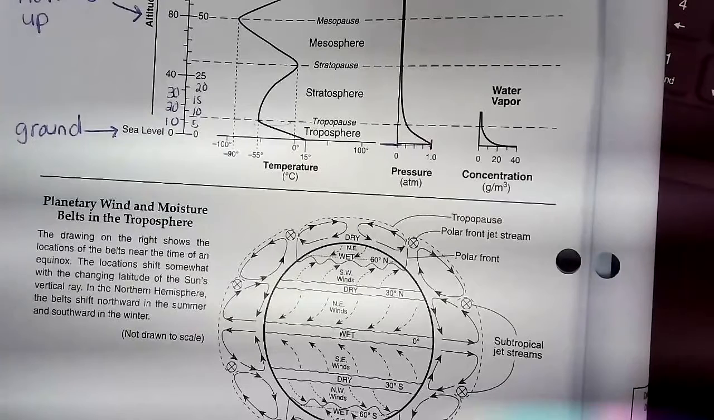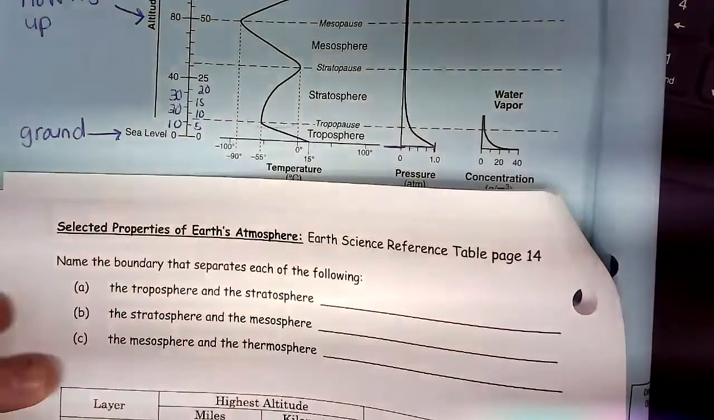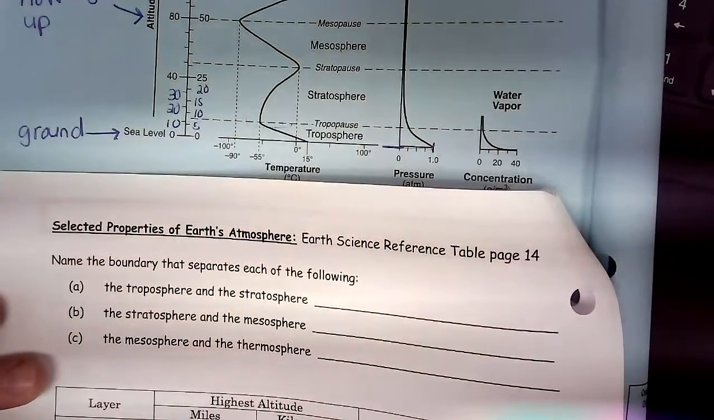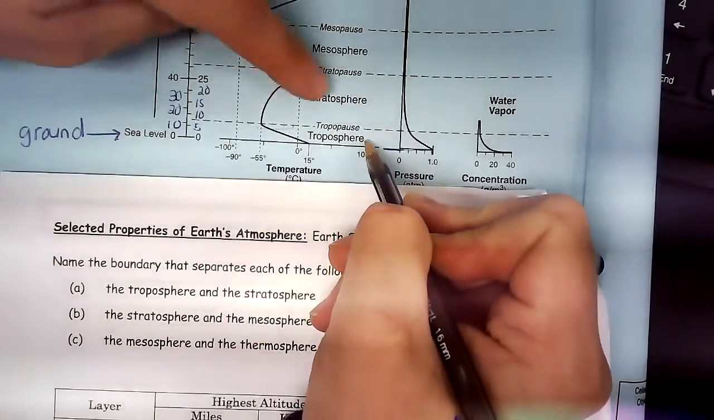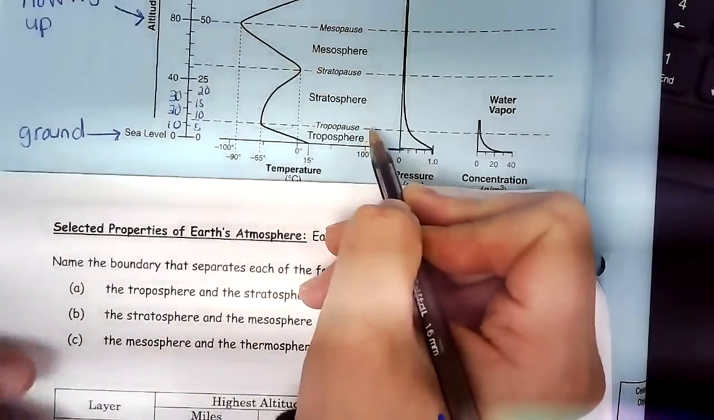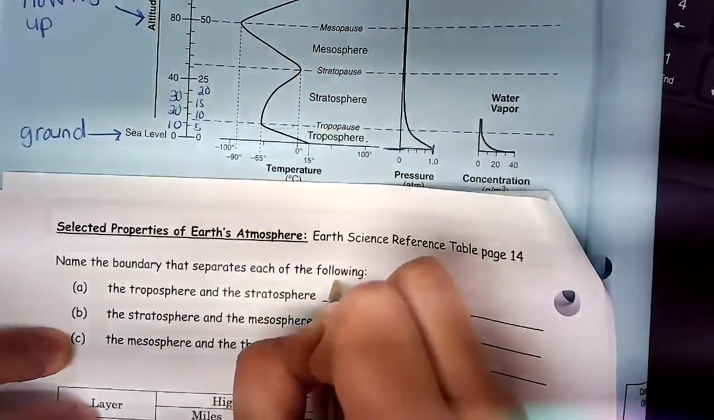So let's see if we can figure this out. I want to go to page 2 of your packet. And let's see if you can do this. Oh, I don't remember if I started the boundaries with you. Did I start boundaries with you guys yesterday? Perfect. So what's the name of the boundary that separates, first let's do the troposphere and the stratosphere. Tropopause. So here's the troposphere, here's the stratosphere. The boundary or the fence in between them is the tropopause.